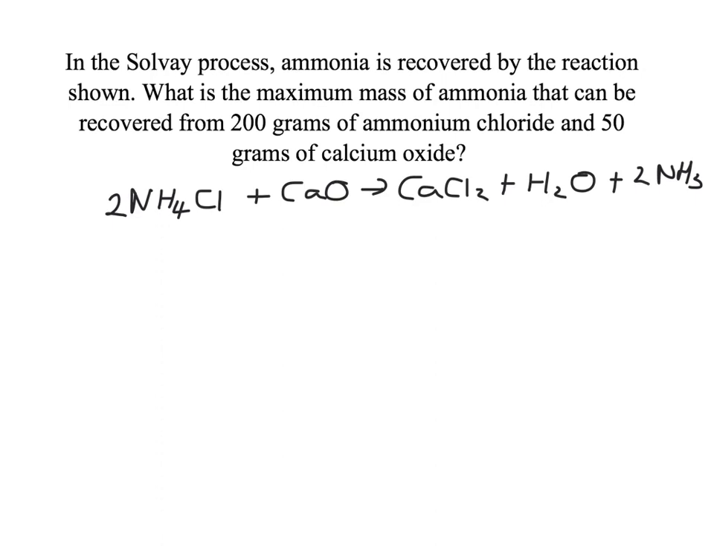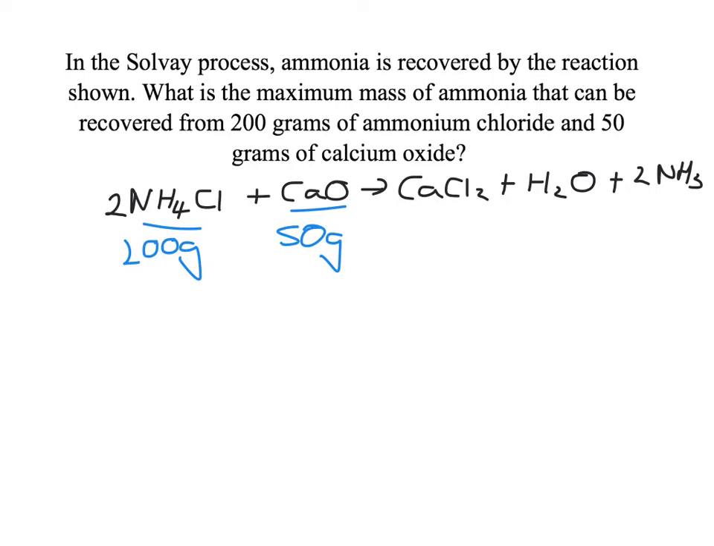So you'll notice in this question we've been given the mass of both ammonium chloride and also of calcium oxide. So we know that we've got 200 grams of ammonium chloride and we've got 50 grams of calcium oxide. So the first thing we need to decide is which reagent is in excess, and to determine that we have to work out the moles of each one.